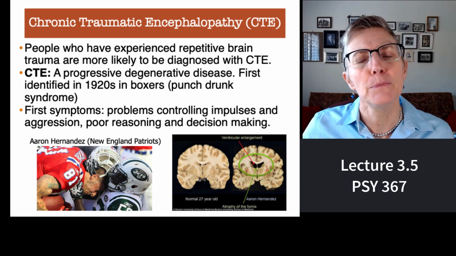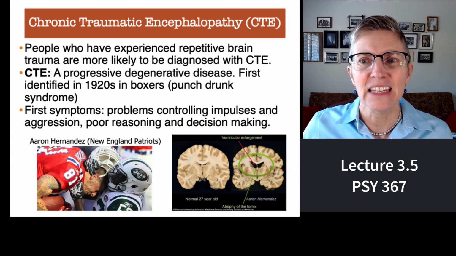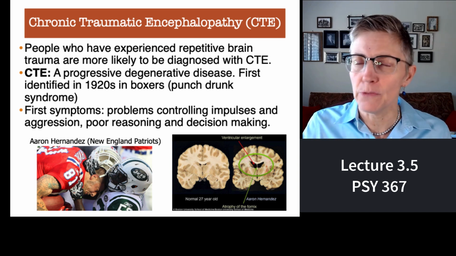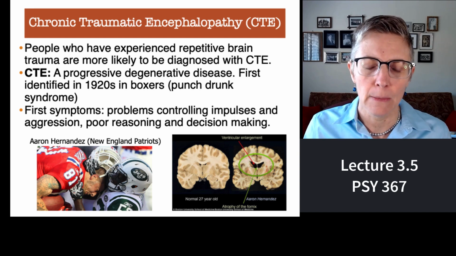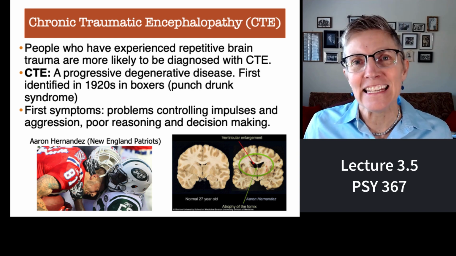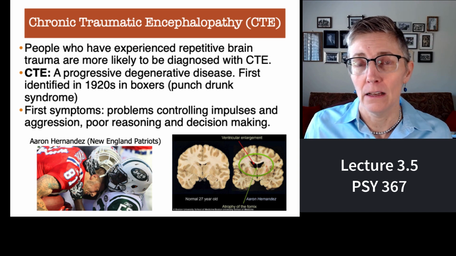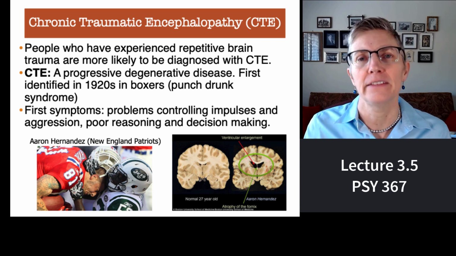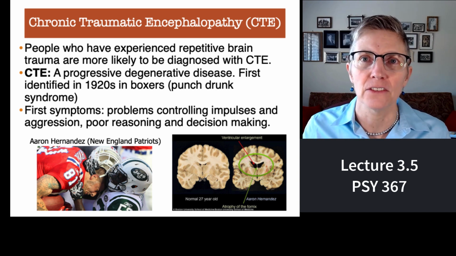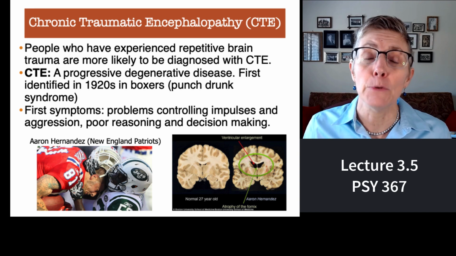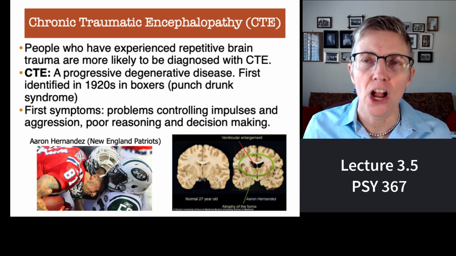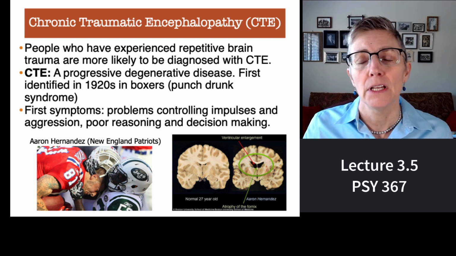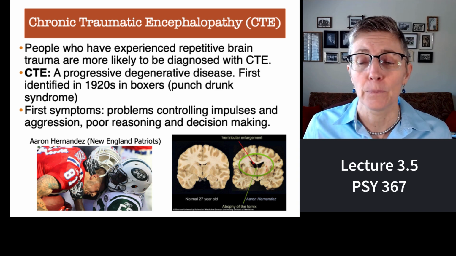The first sort of symptoms that people see in CTE are difficulties controlling your impulses, a lot of aggressive behavior, poor reasoning and decision making. CTE is prevalent in football players in the NFL. A lot of NFL players are now donating their brains upon their death to laboratories that study CTE, and a shocking number of those athletes have been found to have brains with massive cell death in them.